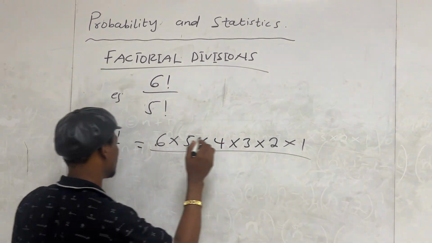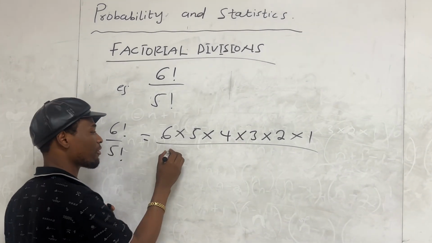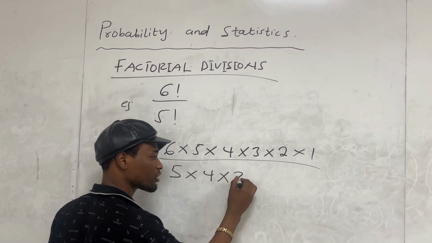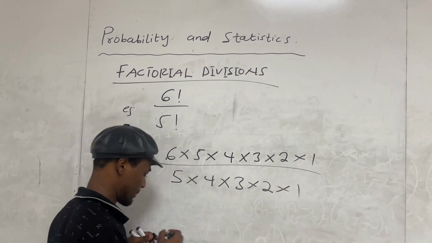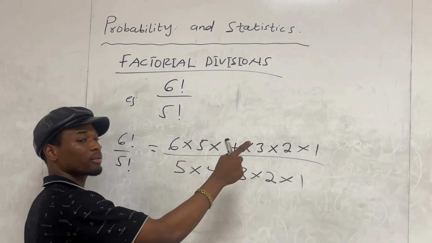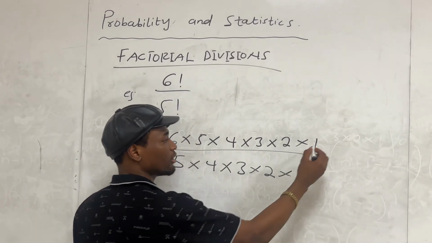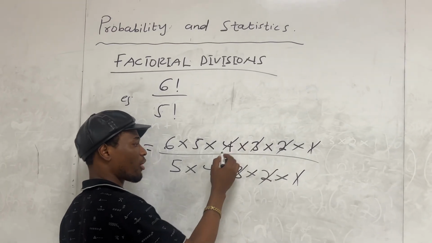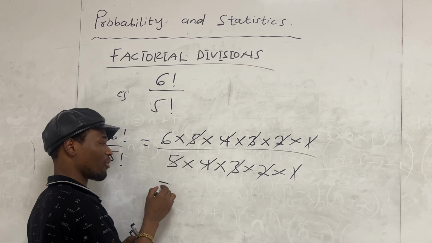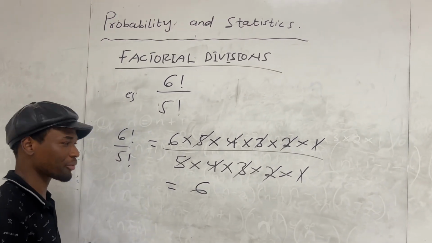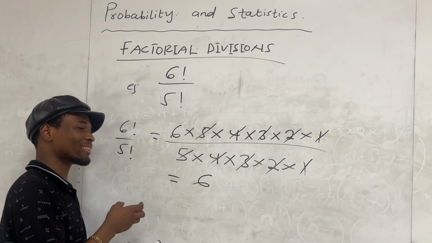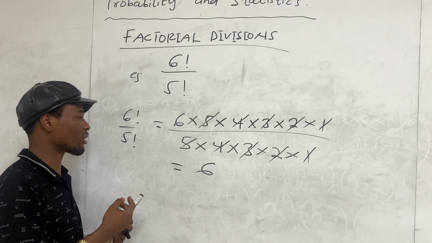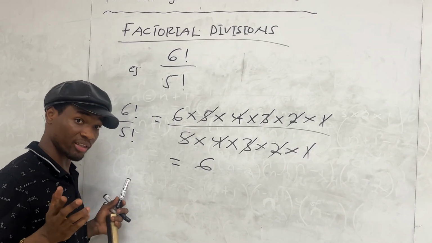Then all over, what do I have here? 5 factorial, right? I have 5, times 4, times 3, times 2, times 1. You can just multiply this and multiply that and divide, right? But 1 cancels 1, 2 cancels 2, 3 cancels 3, 4 cancels 4, 5 cancels 5, so therefore I have 6. As simple as that. Viewers, this is time consuming, right? I want to give you another alternative you can work out for this without any stress.